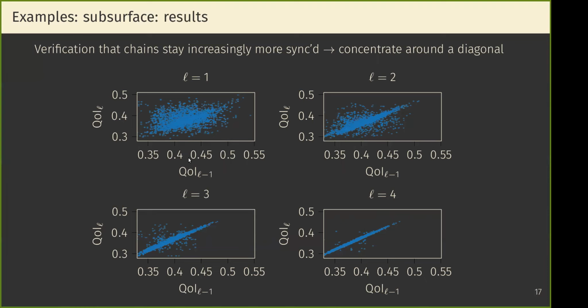So if we look at the plots of the quantity of interest at two consecutive levels, for L equals 1, they look like this. So they are not super correlated. They still concentrate a bit here on the diagonal, but they're not super correlated. But as we go deeper on the levels, their correlation becomes more and more strong.